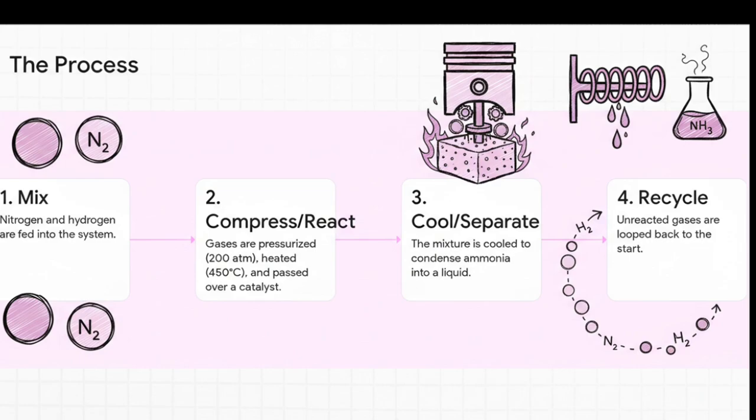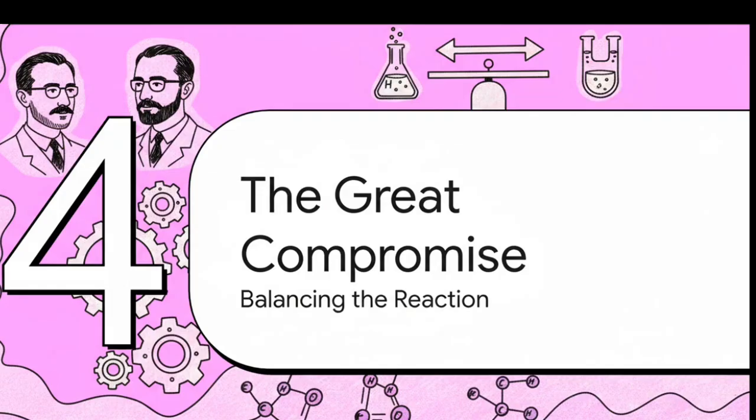Now for the really clever bit, step 3. The mix of gases comes out and gets cooled way down. Because ammonia turns into a liquid at a higher temperature than the other two, it condenses out first, so you can just drain it off. But what about the leftovers? The unreacted nitrogen and hydrogen? And this is the genius part. You don't just vent them into the air. Nope. You send them right back to the beginning of the line to go through the whole process again. Nothing is wasted.